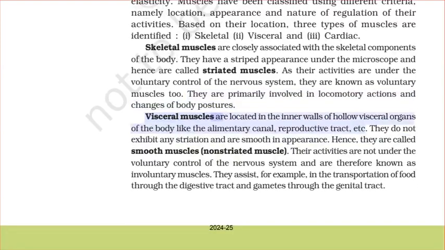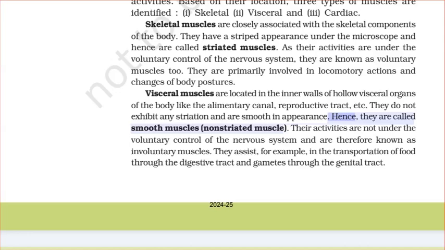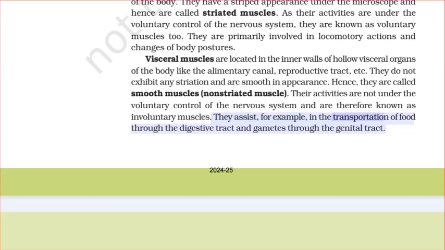Visceral muscles are located in the inner walls of hollow visceral organs of the body, like the alimentary canal, reproductive tract, etc. They do not exhibit any striation and are smooth in appearance. Hence, they are called smooth muscles, or non-striated muscle. Their activities are not under the voluntary control of the nervous system and are therefore known as involuntary muscles. They assist, for example, in the transportation of food through the digestive tract and gametes through the genital tract.